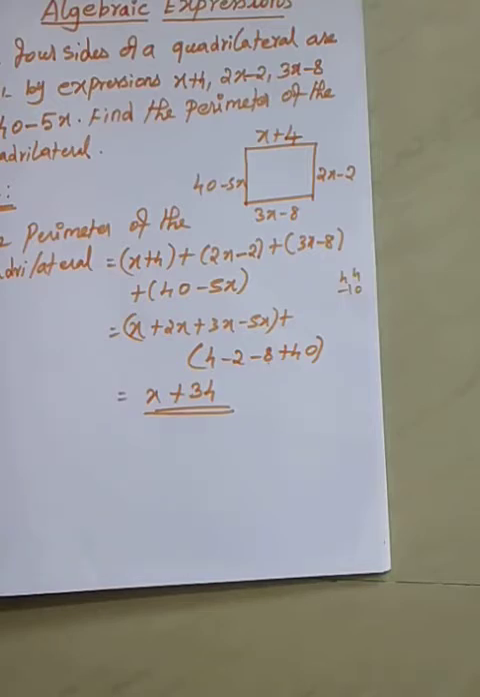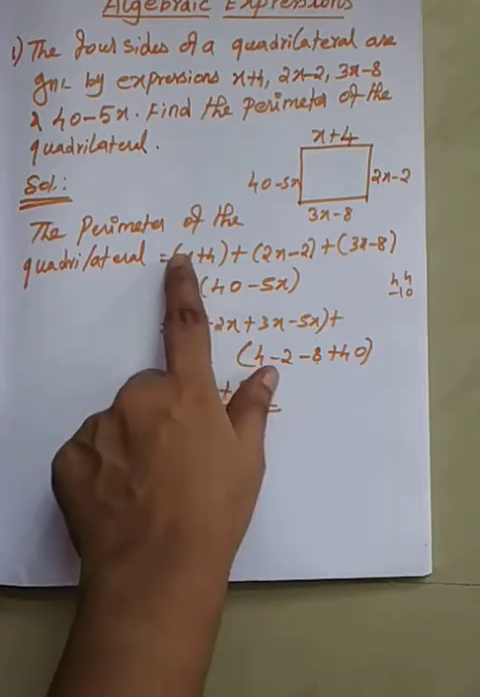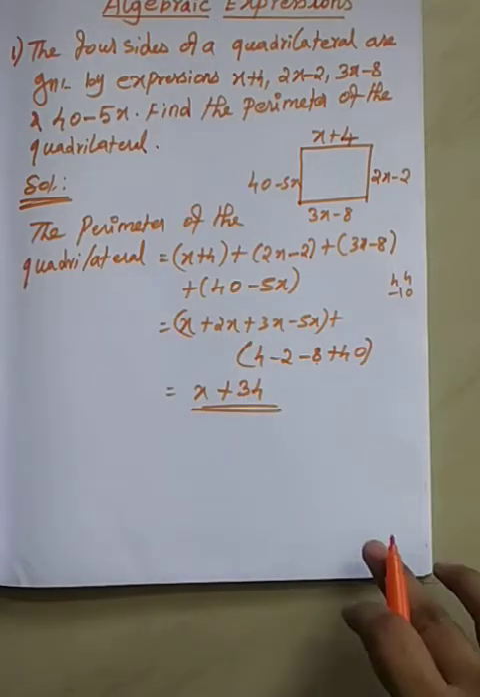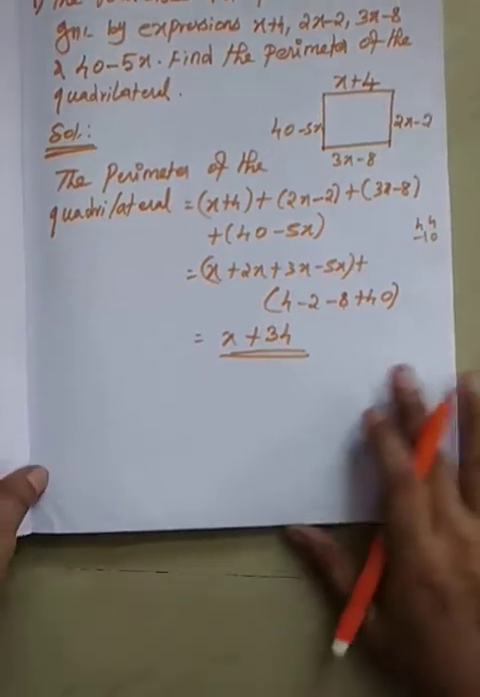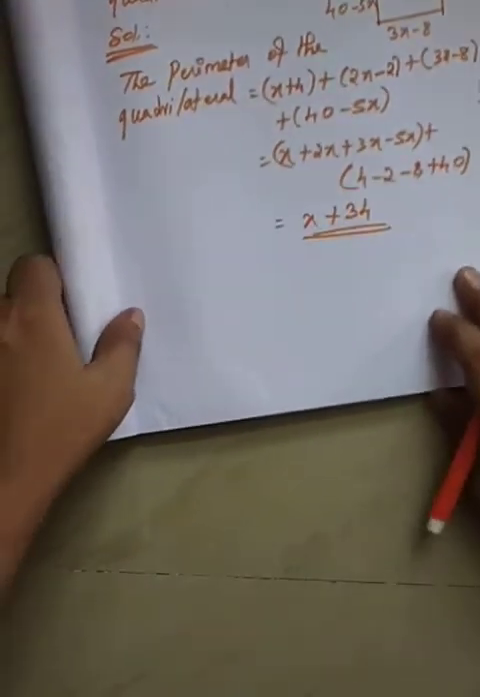Clear? See here, the 4 sides were given. Now you have to find the perimeter of the quadrilateral, meaning you have to add these 4 expressions and you will get the result. So first you have to arrange the x terms and then the constant terms. Simplifying, you will get the result. Okay, see the next problem.